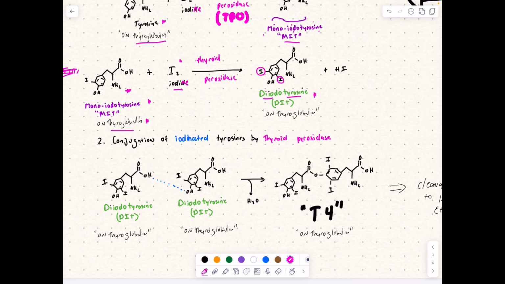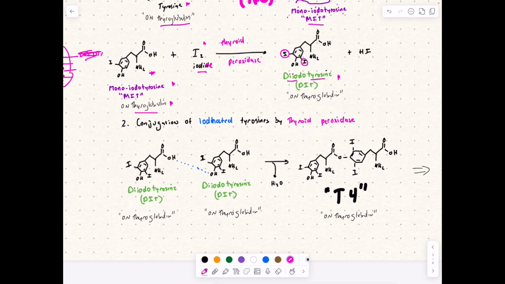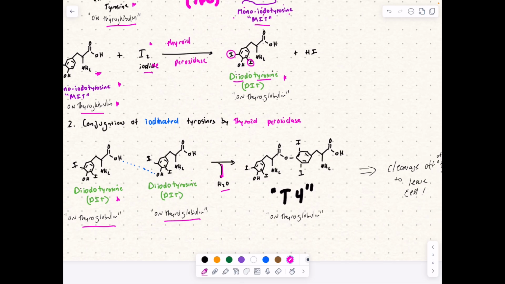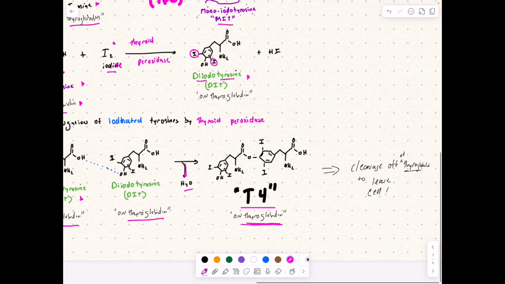Now you have 2 DITs on the thyroglobulin. They're going to have a conjugation reaction, release a water molecule, and now you have a T4 on a thyroglobulin, okay? And so now you can cleave off a T4 to leave the cell.